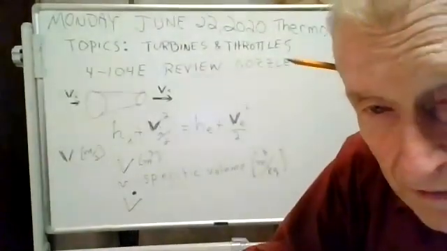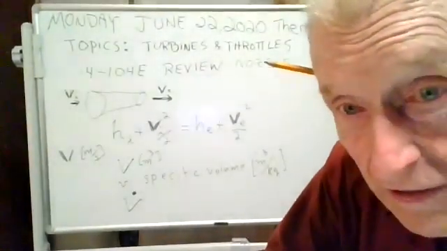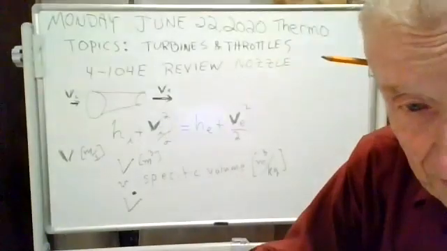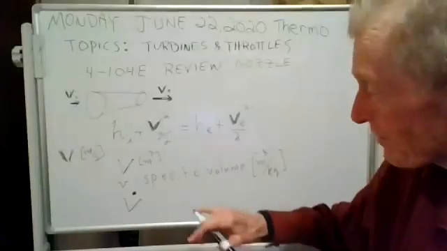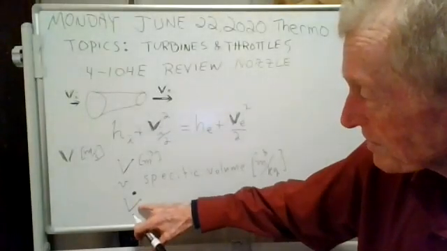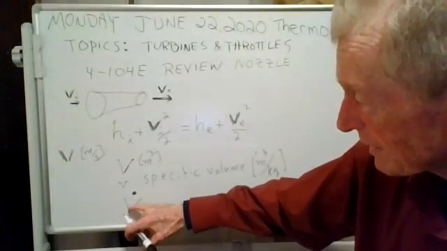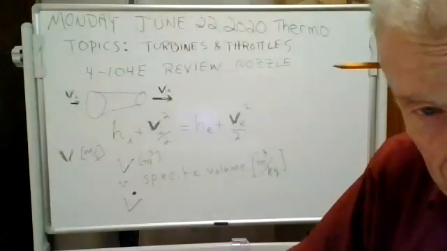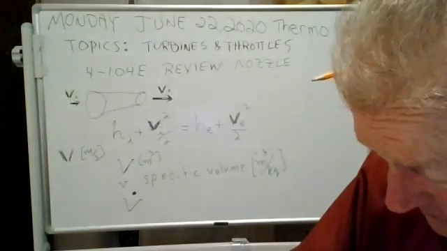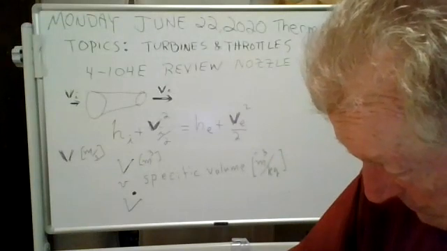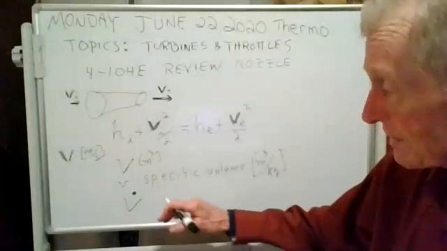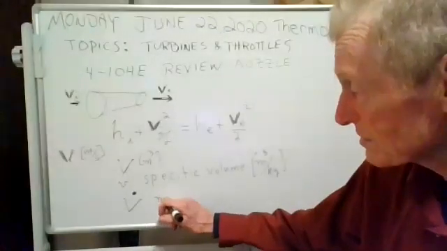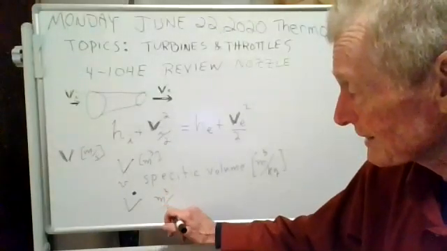Let me pick on another one of my wonderful students here. Parker, what's the name of this thing with the capital V with a dot over it? The volume flow rate. That's it. And see, it has different units. It's cubic meters per second.